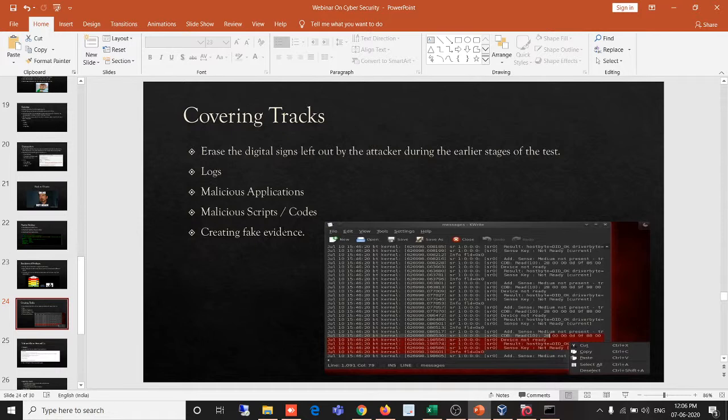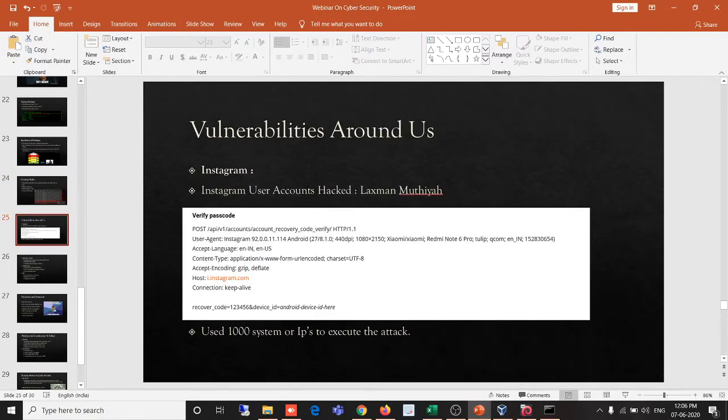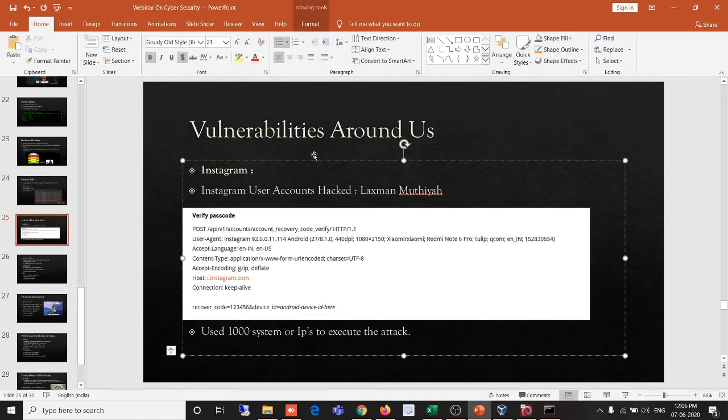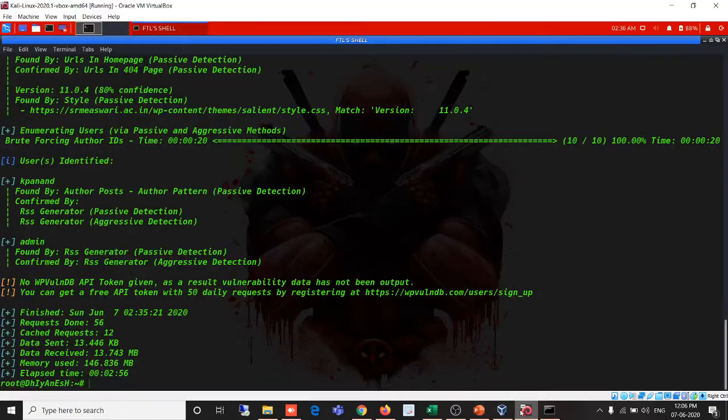Authenticable. So that will not be any suspicious, right? So these are the process of covering tracks. And this is like vulnerabilities, attacks and vulnerabilities which have happened around us and which are still happening. And this was an attack on Instagram. So yeah, and before this I would show you.